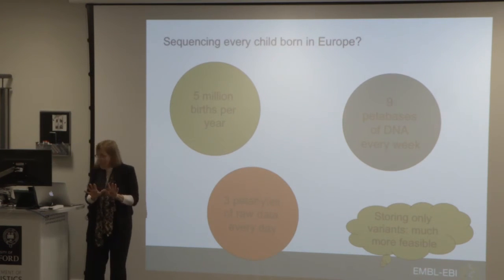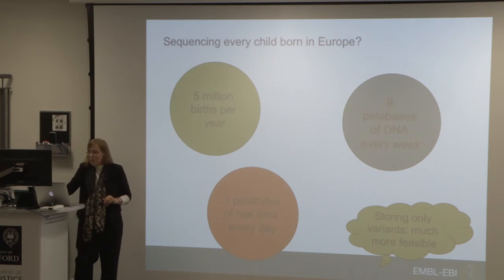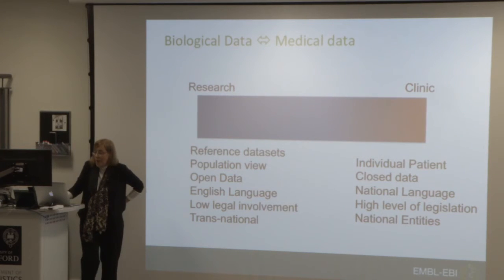So let's just step right back from this and say, well, suppose we sequence every child born in Europe. That's not going to be too far away, I don't think. I would think, given a fair wind, it would be within the next 10 years that we will begin to sequence every child in Europe. I hope so, because it's getting cheaper and cheaper.